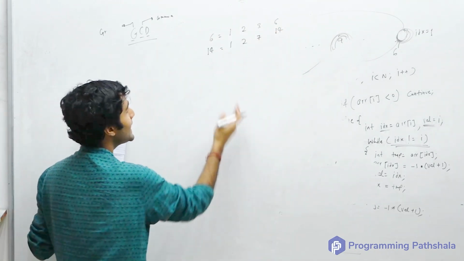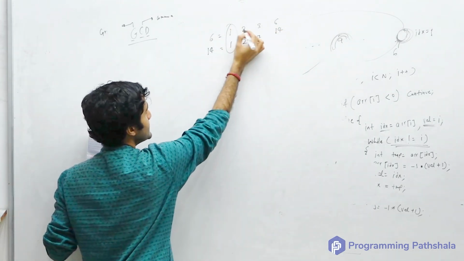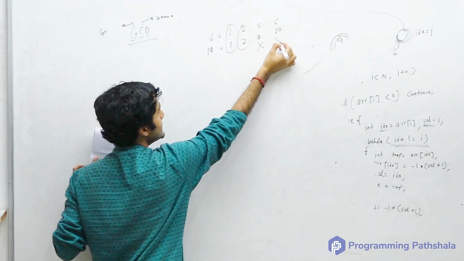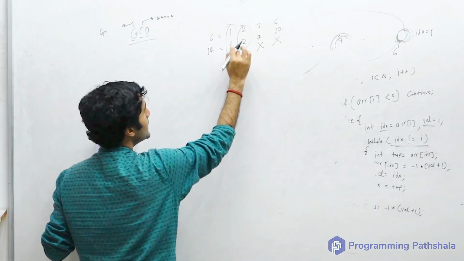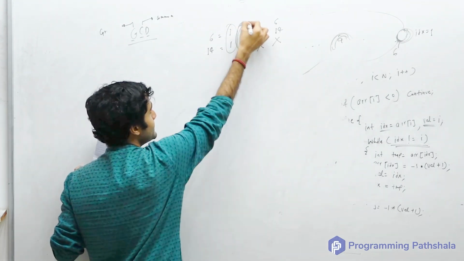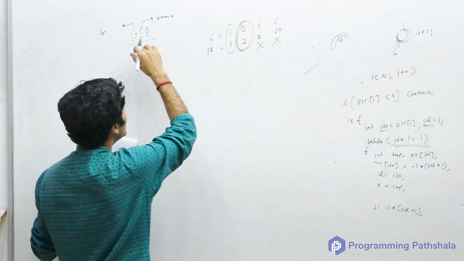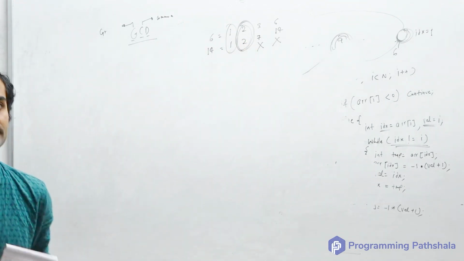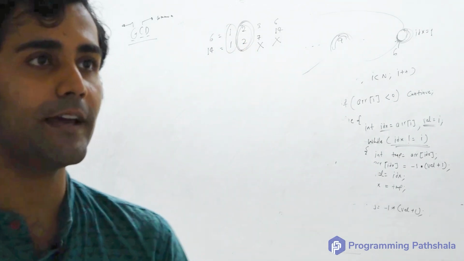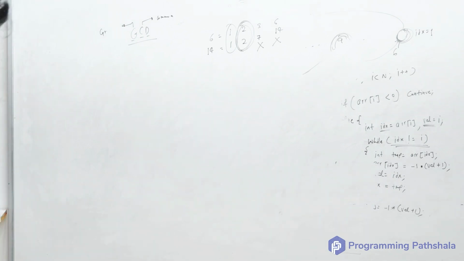So there are many common divisors. This is a common divisor, this is a common divisor, these and these are not. Out of all the common divisors, whichever is the maximum one, that would be called the greatest common divisor. So this is the way you get the GCD of two numbers.